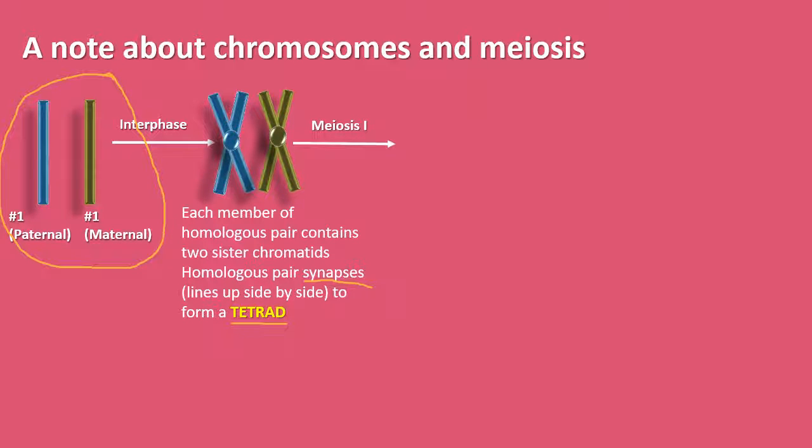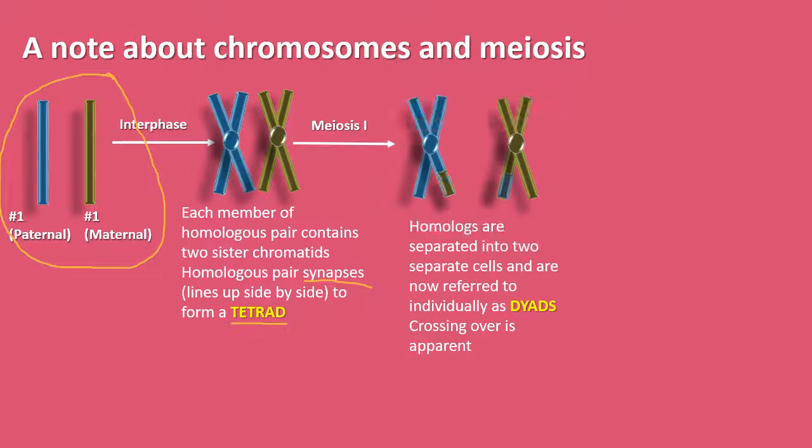After the first round of cell division, after meiosis 1, these two homologs get separated. So they're in two individual cells at the end of meiosis 1. However, the two sister chromatids for each homolog are still together. Because you still have the two sister chromatids, once the two homologs are separated from one another, they're referred to as dyads. And you can see here and here that the crossing over I was talking about, that exchange of genetic information, has occurred, and that occurs before the cell division.